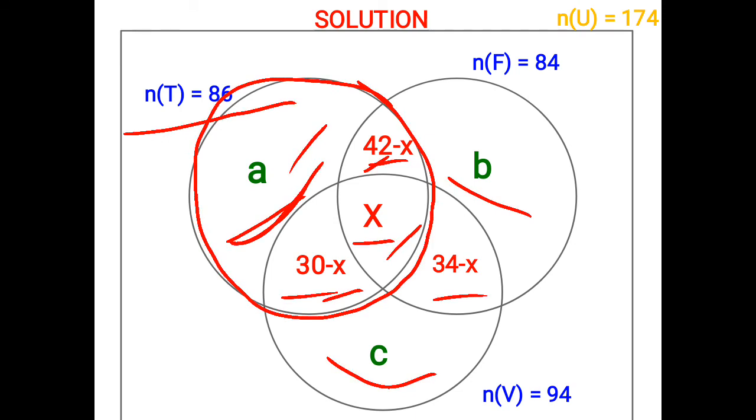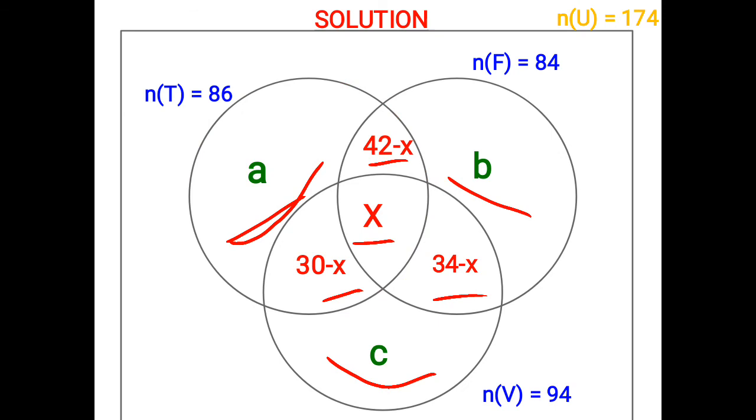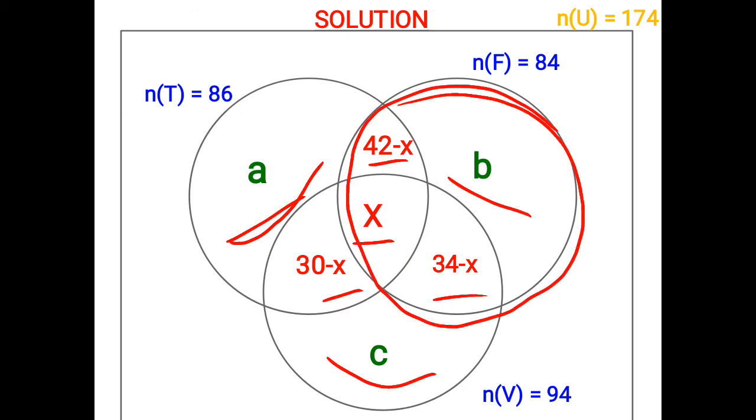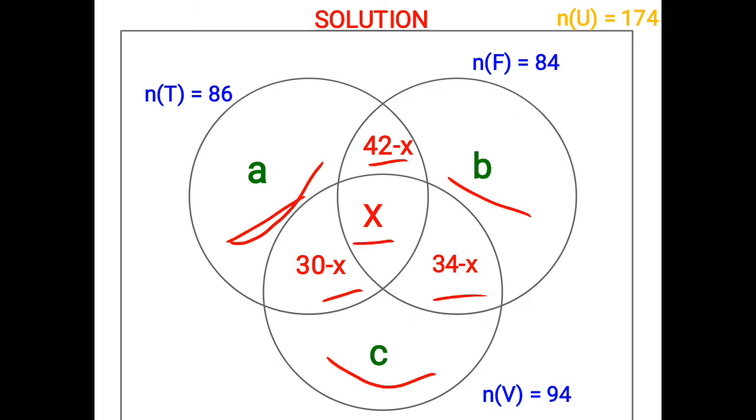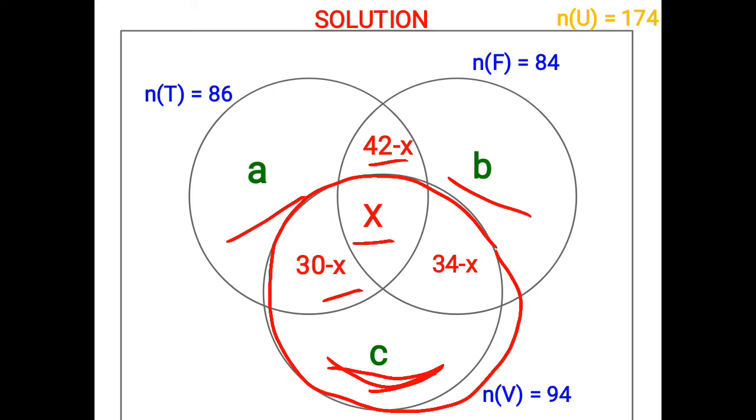Same applies to this circle. I want to do my B. I add everything in this circle. I equate to 84. Similarly, if I want to get only volleyball, which is my C, I add everything in this circle. I equate to 94, and that will give me my only volleyball, which is C. Right? It will not give me a straight value. It will give me in terms of x, where I will finally substitute and get everything.